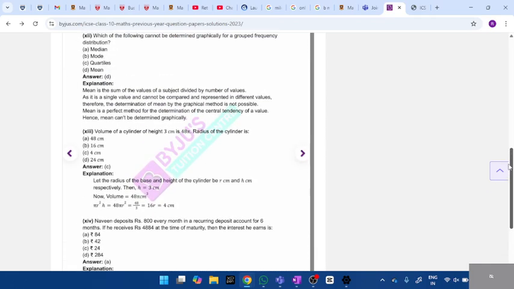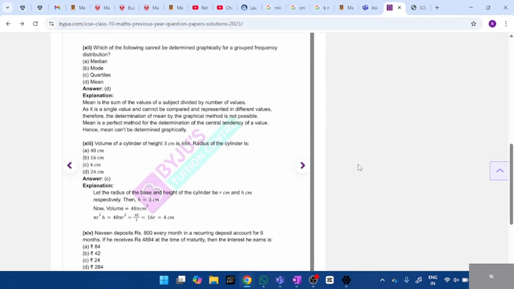Try this question, the last one, the 14th. Naveen deposited 800. Which chapter is that? Banking. P is 800, N is 6 months. If he receives 4,884, what is 4,884, interest or maturity value? Yes. So use both formulas. If maturity value is given, you have to use the MV formula.